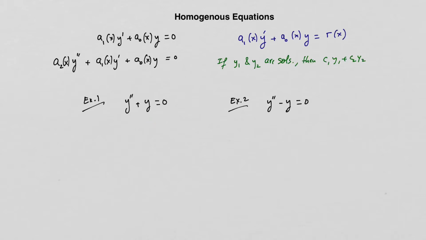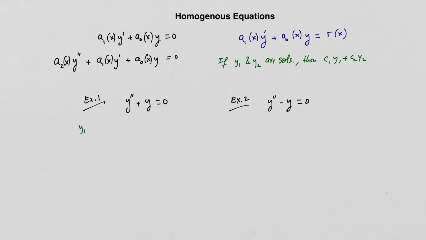We can probably guess that sine x or sine t would work, because if you differentiate the sine function twice, you're going to get exactly the opposite of the original function, right? So we know this is a solution. Again, if you add this to this, you get 0. And that is exactly what this says.